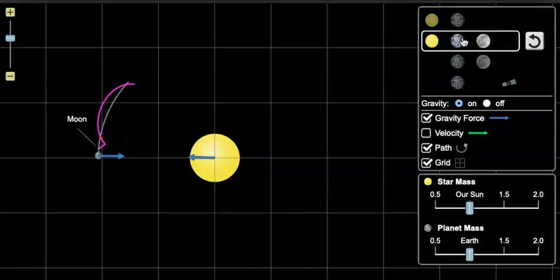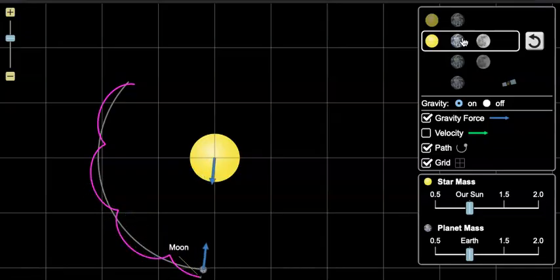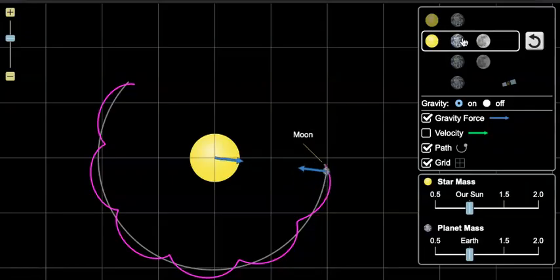a third object added to the system, a moon that is orbiting the planet. If the moon is small enough, its effects on the orbit of the planet will be very tiny when compared to the effect of the Sun on the orbit of the planet.